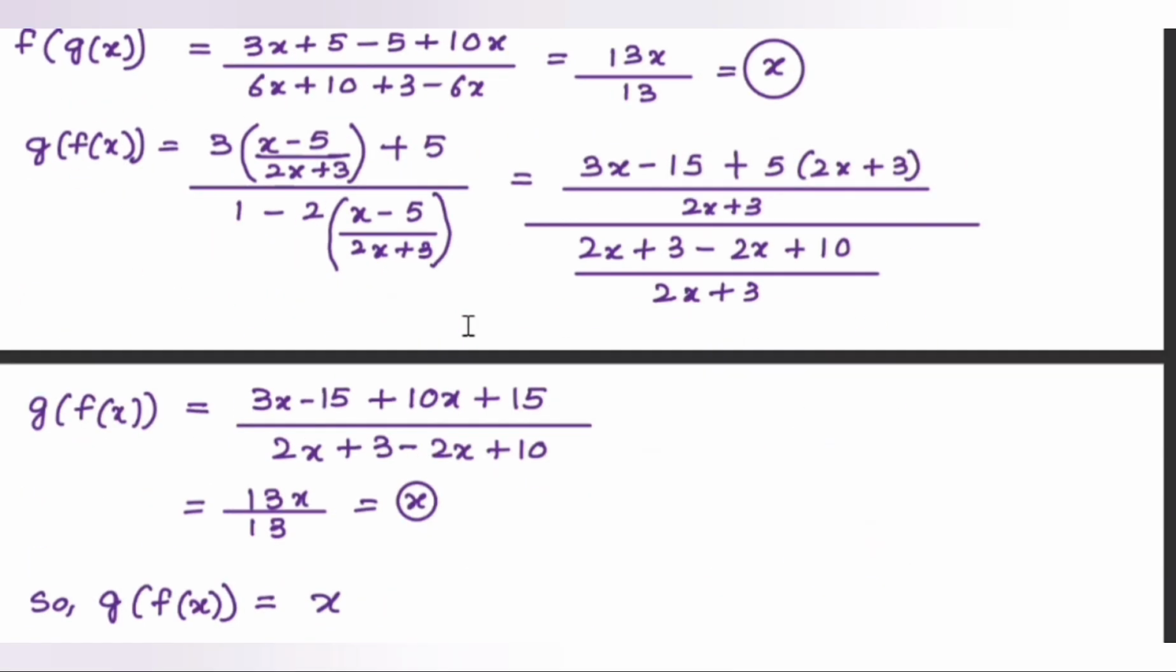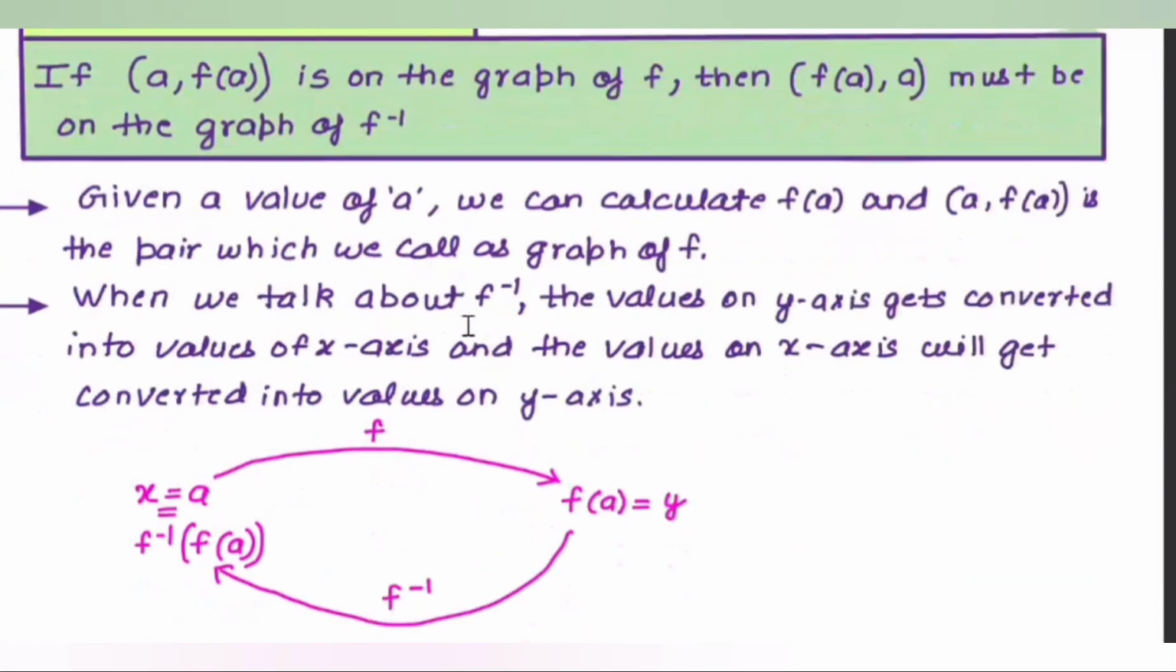Next, I think, is graphs. Yes. Now, graph of f and f inverse. If the point a comma f of a is on the graph of f, then f of a comma a must be a point on the graph of f inverse. Suppose a function is defined such that when I put x as input a, I get the result y. That is function f. So when I define f inverse, if I put y, I should get a as output.